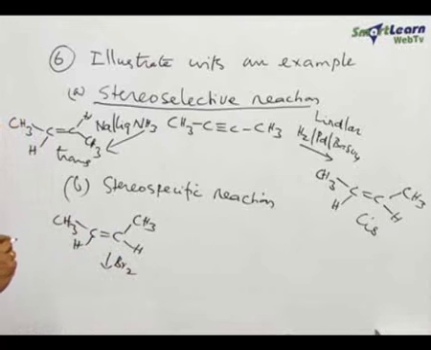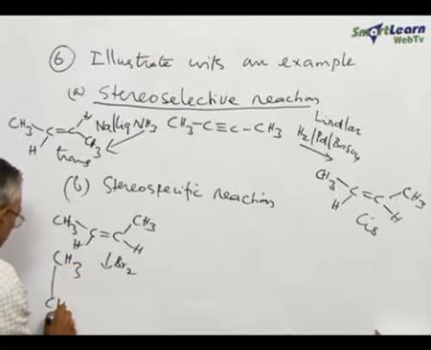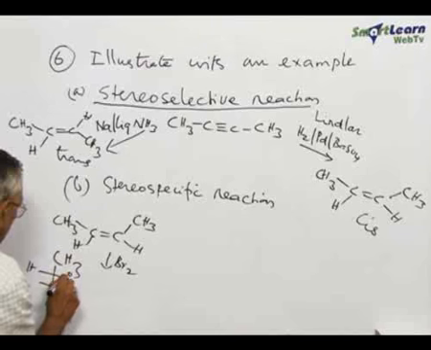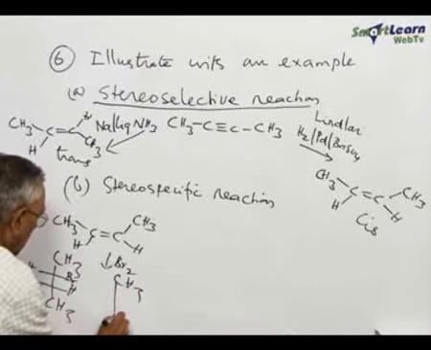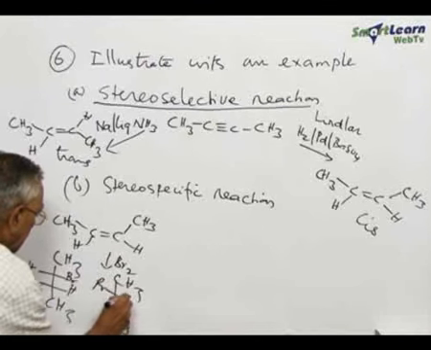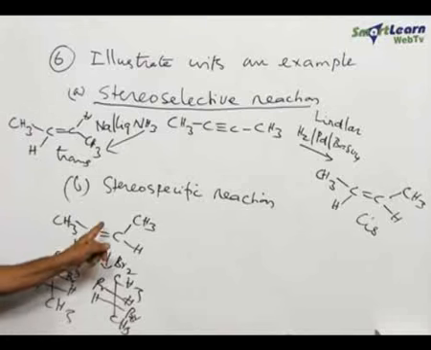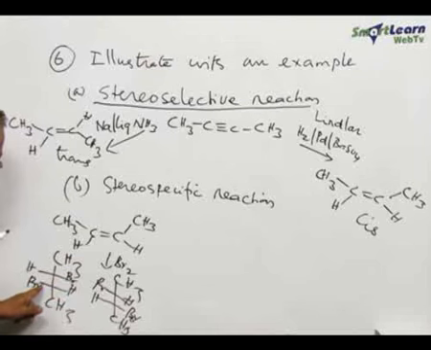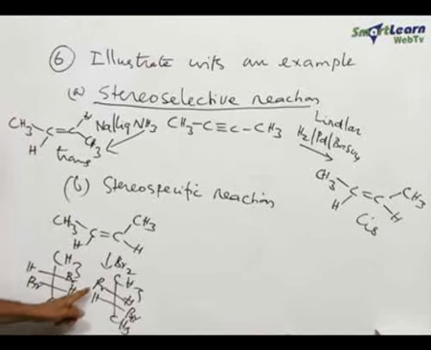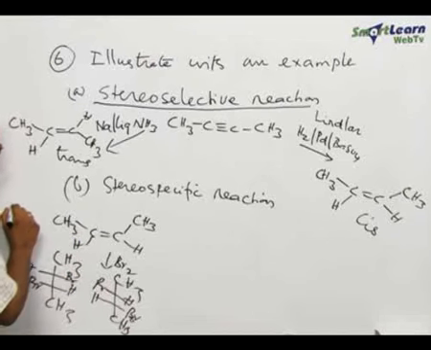Treat this with bromine. It will form 2,3-dibromobutane. 2,3-dibromobutane will be a racemic mixture. These two are mirror images. Actually, cis-2-butene on reaction with bromine will produce 2,3-dibromobutane. This is optically active. We have a pair of enantiomers, so you get a racemic mixture.